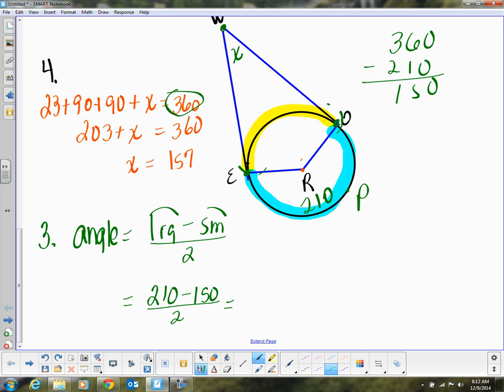Where's your foldable? Get your foldable out. I want everybody's foldable out. Get your foldables out. You can do 210 minus 180. Okay.